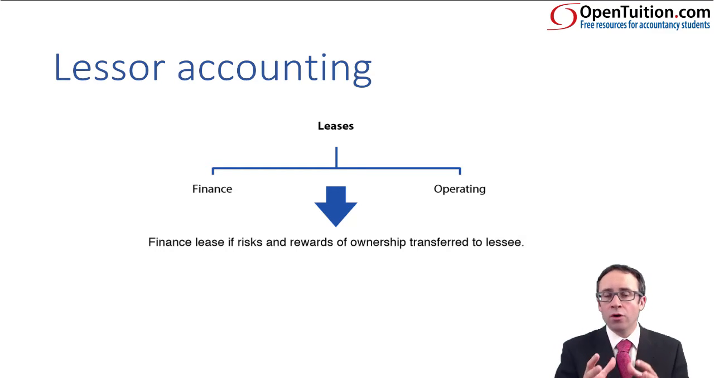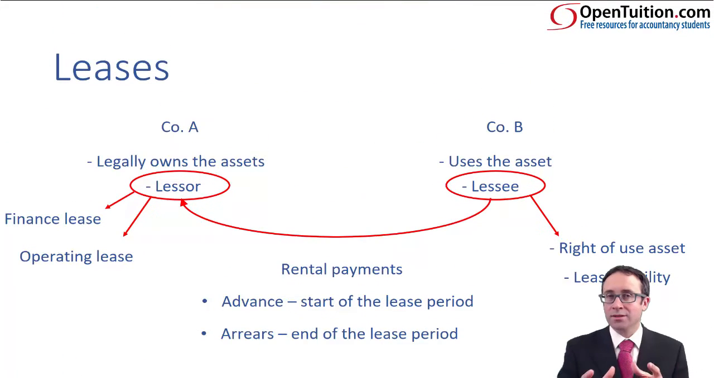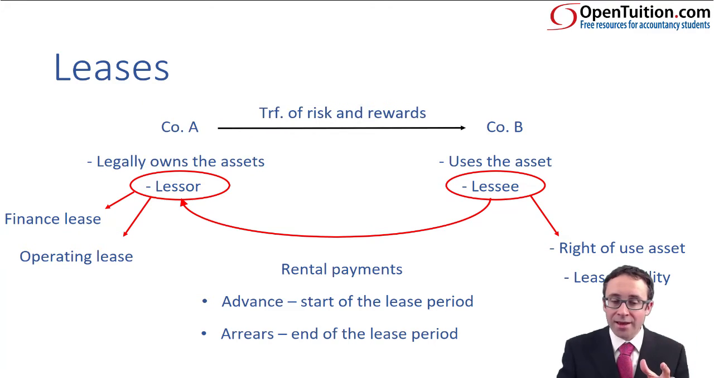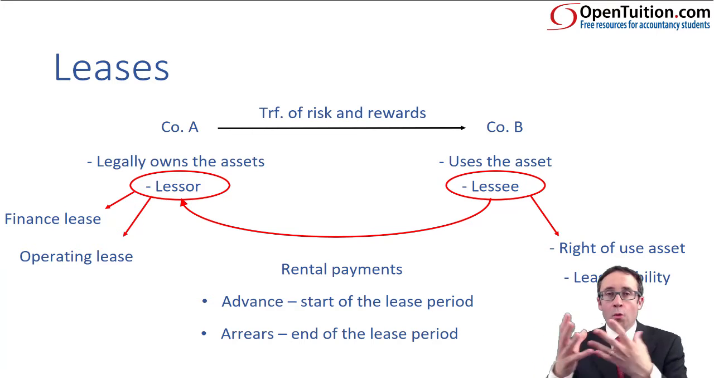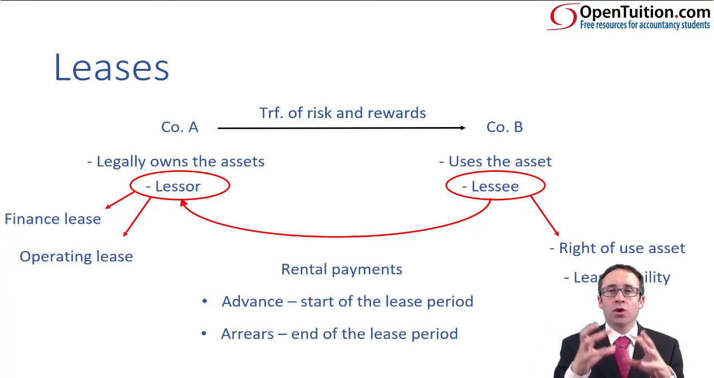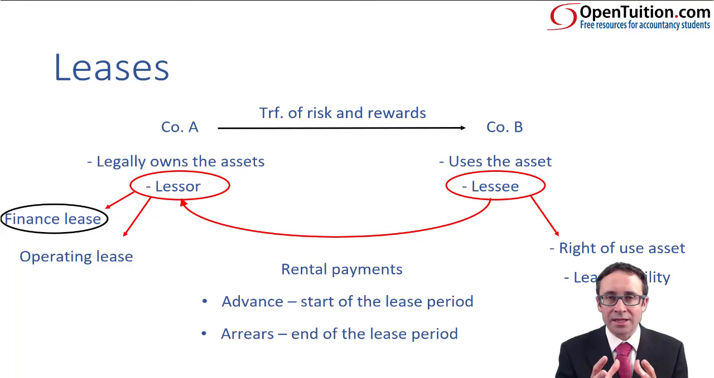Now, if those rewards are transferred to the lessee, let's go back to our diagram. Those rewards are transferred to the lessee. They are going from company A to company B. So the risks and rewards are moving to the lessee, company B. We, as company A, the lessor, no longer have any of the risks or any of the rewards. If that's the case, then the lease that we have is a finance lease.